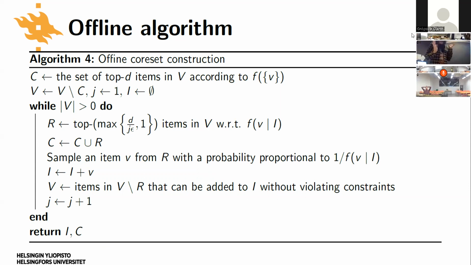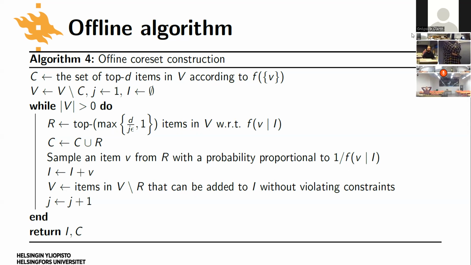So it's kind of like doing greedy in a batch sense. You have again your tentative solution I, and C is also your reserved items. So you start first by selecting the top D items in V according to just the weight according to FB. Whatever the items are better, you just select the top D items and put them in a reserve.